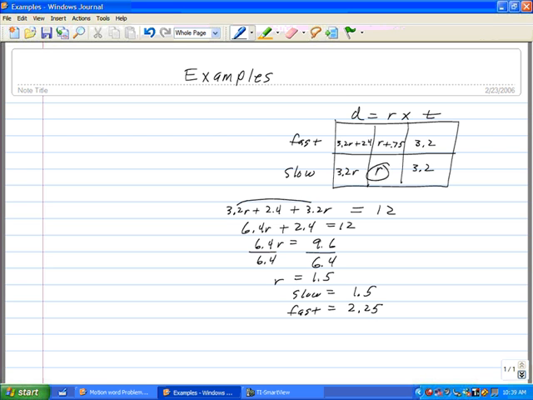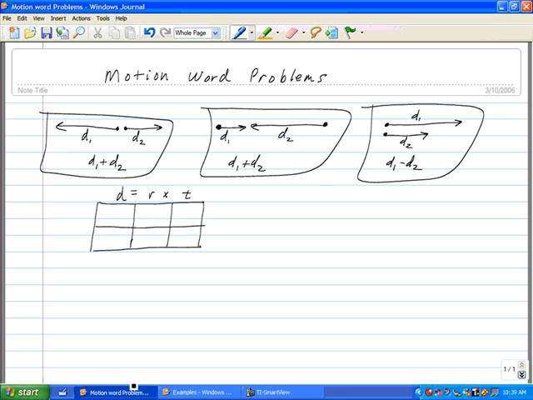So there is an example for you of each one of the 3 types of motion problems you're going to face, and also showing how the box can be used to organize your information and to come up with the equation that will solve the problem for you.